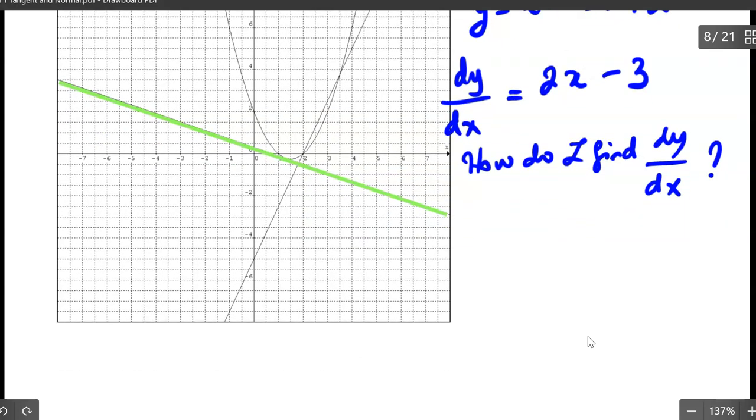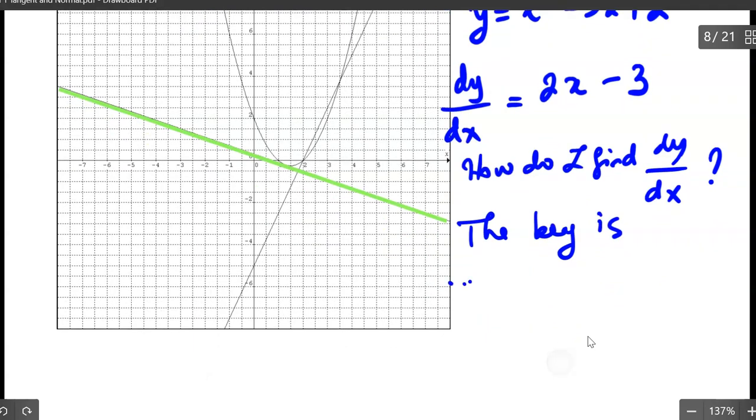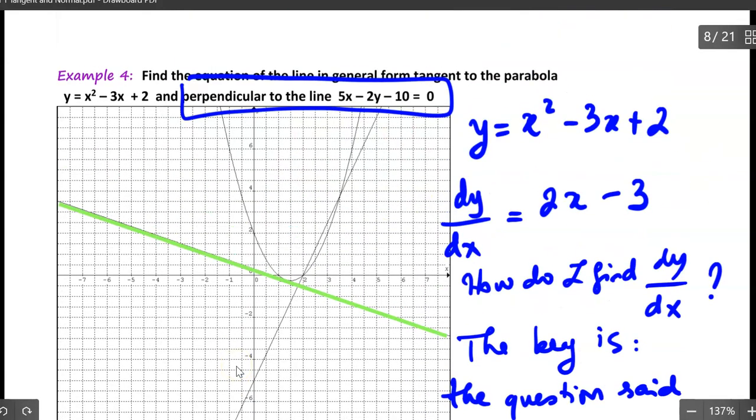Okay, so the key is here: perpendicular to. The question said the tangent is perpendicular to this line right here. So let me label this line. This line is 5x minus 2y minus 10 equals 0.